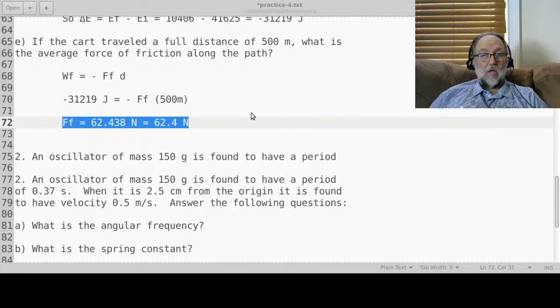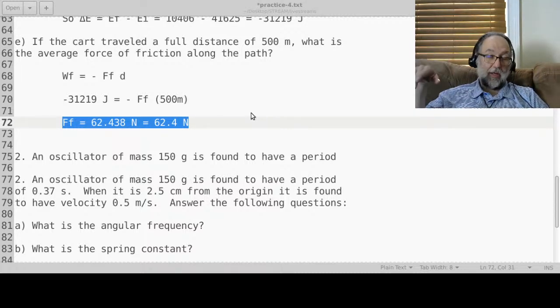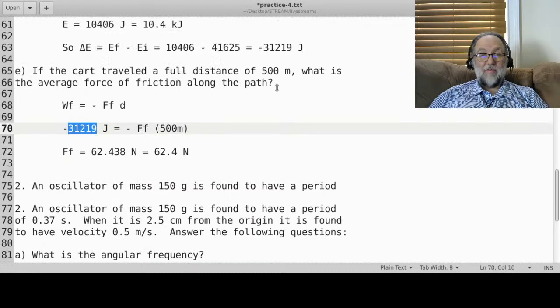That's an average, because friction might have been a bit higher, might have been a bit lower, so it might have fluctuated. But as you calculate that work due to friction all the way along that path, it's got to add up to the total amount of energy lost. That's again the work energy theorem.